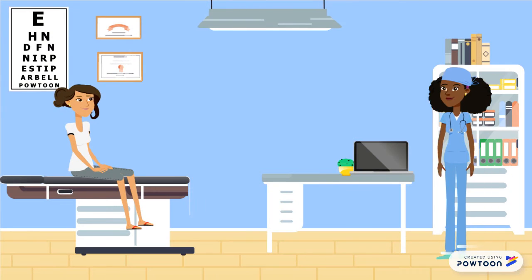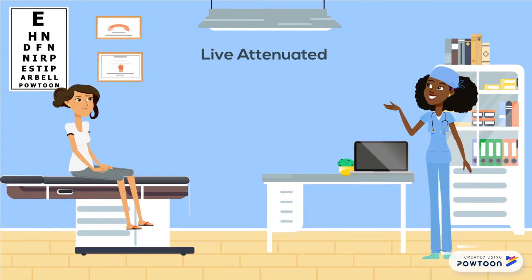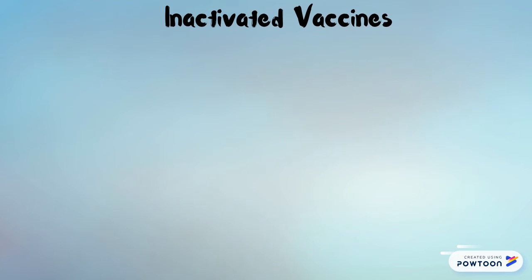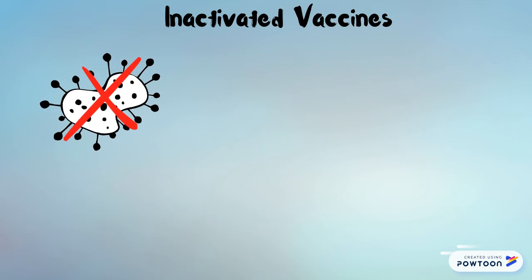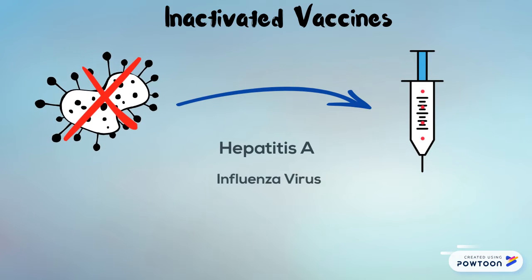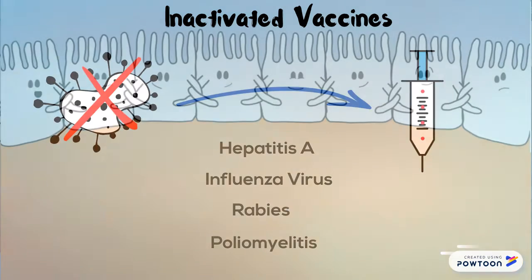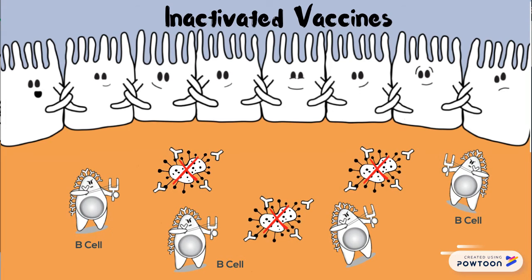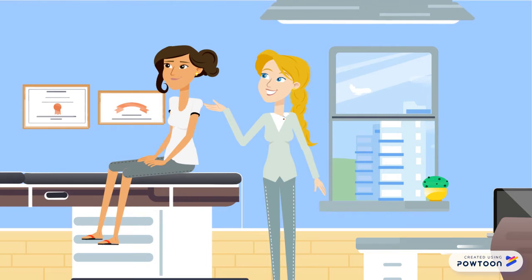There are 4 general types of vaccines, which include live attenuated, inactivated or killed, toxoid, and subunit vaccines. Inactivated vaccines use the killed or inactive version of the pathogen. These vaccines prevent against infectious diseases such as hepatitis A, influenza virus, rabies, and polio. Since these vaccines are not alive, they are unable to replicate within the host body. This is able to produce a humoral immune response, but not as much of a cell-mediated response. Since the humoral response is weaker, booster vaccines are required for extended protection.